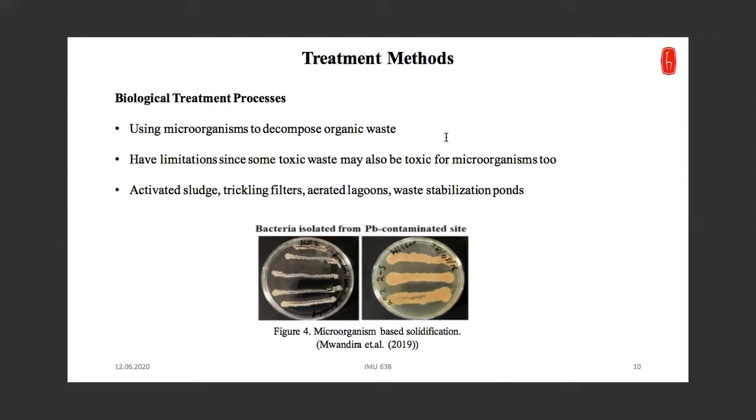Okay guys, biological treatment methods, which is actually related to my thesis topic, so I can explain like that. It is about using microorganisms in order to decompose organic waste into a non-hazardous form. So basically you are using bacteria or other microorganisms to decompose the waste. But it also has limitations, like some toxic waste may also be toxic for the microorganisms, because they are also alive. So you can use activated sludge, trickle filters, aerated lagoons, or waste stabilization ponds.